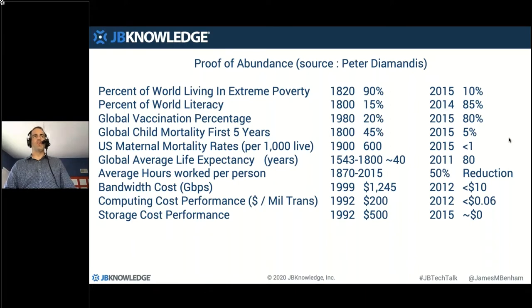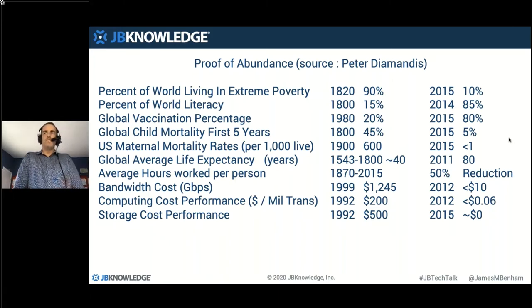And that's something that's really interesting to look at: the number of days per week they worked, which was a 6-day work week, and how many hours per week they worked. It was dramatically higher. And at the same time, you have technology radically transforming the world. You have the cost of technology dramatically dropping.